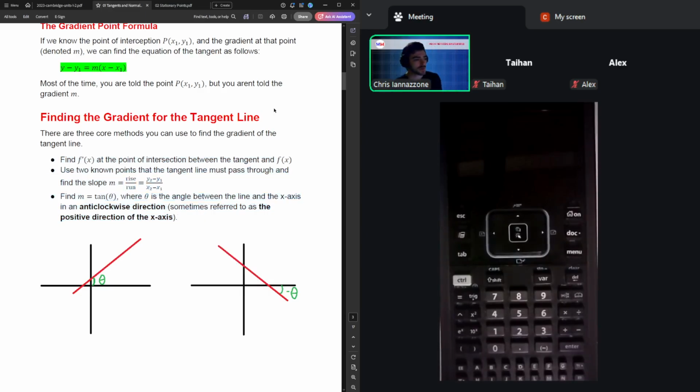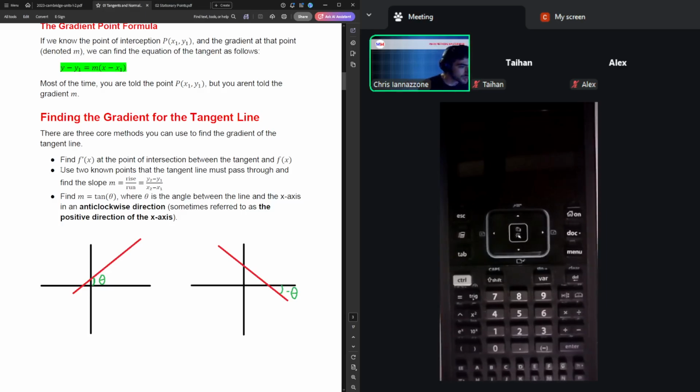The main way by far is going to be finding the derivative. Derivative is all about finding gradients. So if you find the derivative of your original function and you shove in the x coordinate at which you want to evaluate the gradient, you will get the gradient.